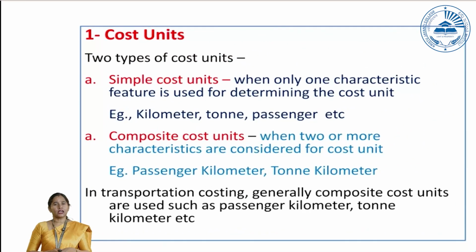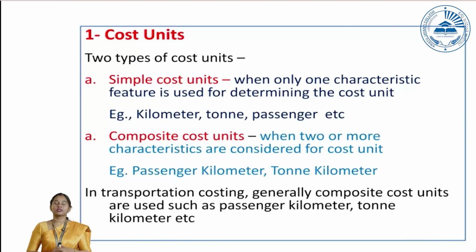Now, there are two types of cost units involved. The first one is the simple cost unit. When an organization calculates the cost for one passenger, here they determine only one characteristic to determine the particular cost unit. That is what a simple cost unit is.